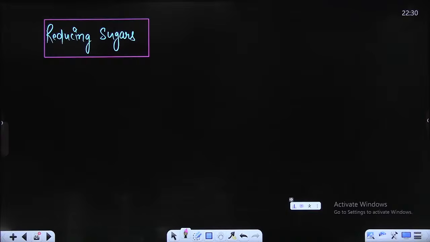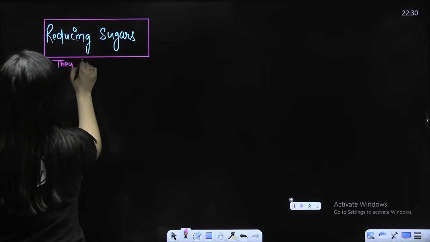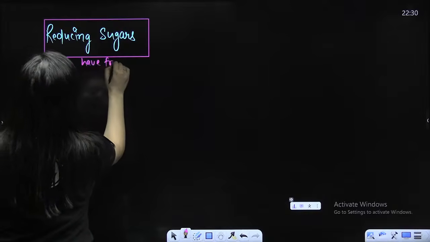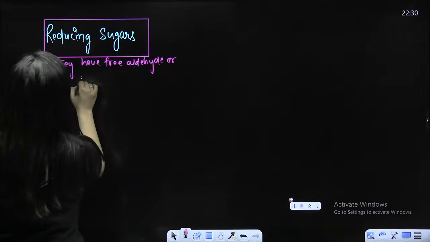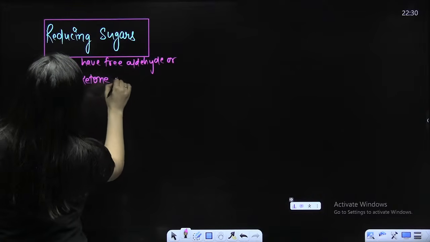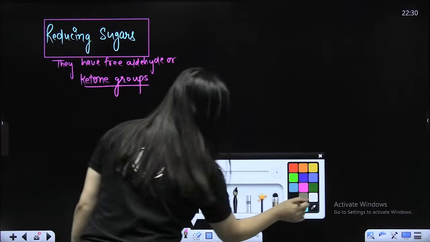So reducing sugars, this is the word that we have used. They have free aldehyde or ketone groups. And sometimes we also write it like this, that they have free anomeric carbon. So they have free aldehyde or ketone groups, right beta?